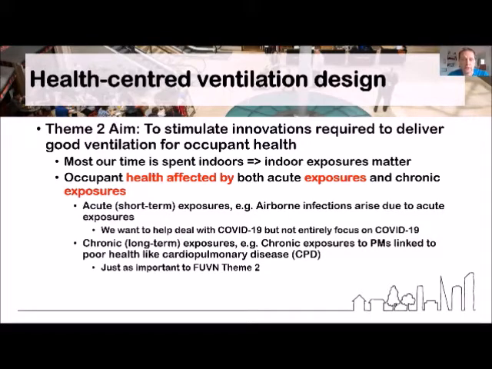And certain things are affected by both. You know, asthma is a disease that the likelihood of an attack occurring in a given space might be determined by acute exposures, but we know chronic exposures affect the prevalence of the disease within society and individuals.